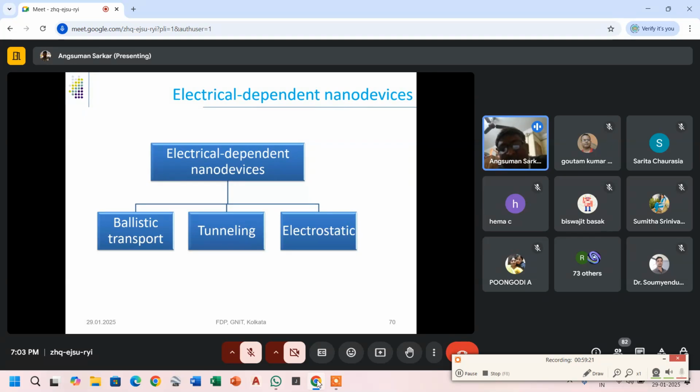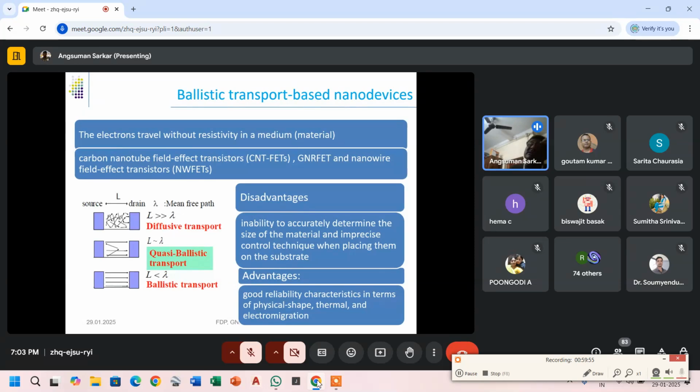One is based upon ballistic transport, one is based upon quantum mechanical tunneling, and one is based upon electrostatics. Electrostatics is the previous one, which has been used for the first 50 years or so. We are trying to replace it using tunneling-based, quantum mechanical-based, or ballistic transport-based physical phenomena devices, which have a plan to replace the conventional electrostatics-based nano devices. So we'll discuss the ballistic transport-based nano devices.